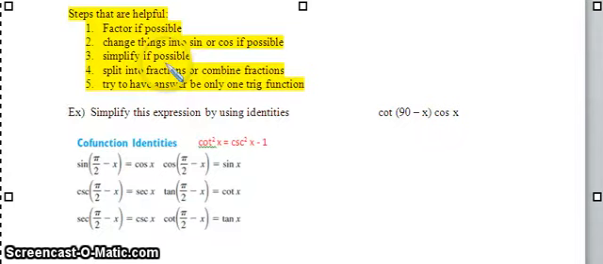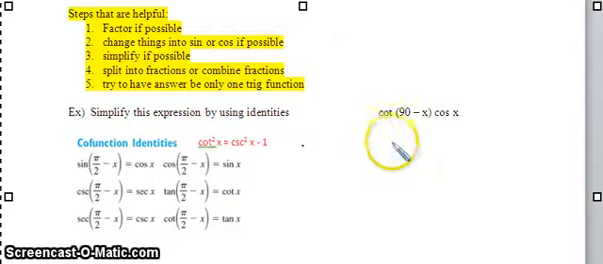3 is simplify if possible. If you can simplify right away, go ahead and do that. 4 is split into fractions or combine fractions. So if you can, try to change something into 2 fractions being added together or subtracted from each other. Or if you do have that already, 2 fractions being added or subtracted, try to actually add or subtract those from each other and get 1 fraction. And then 5, we always want to try to have our answer be only one trig function when we're all done.